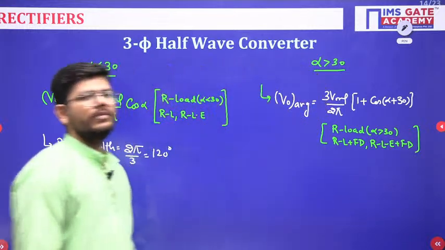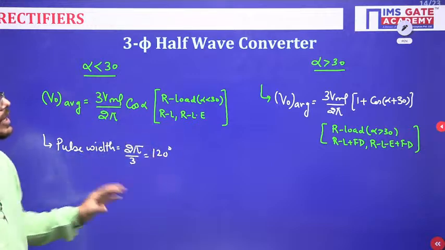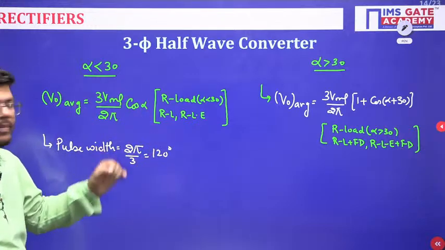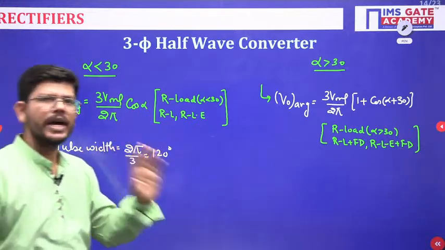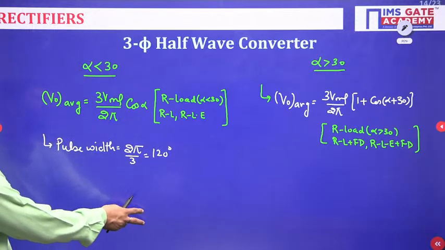So just see, we have these two important formulas here. Average output voltage you will be calculating by using these formulas depending upon the value of alpha. So these are the two important formulas that you have for three-phase half-wave converter.